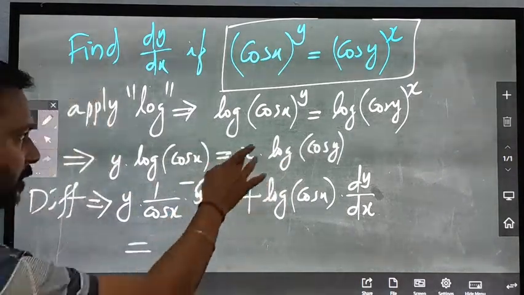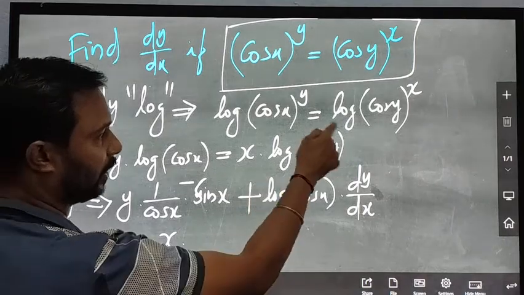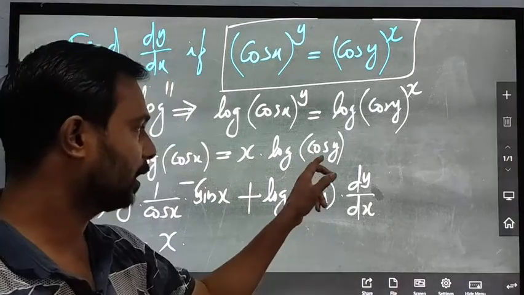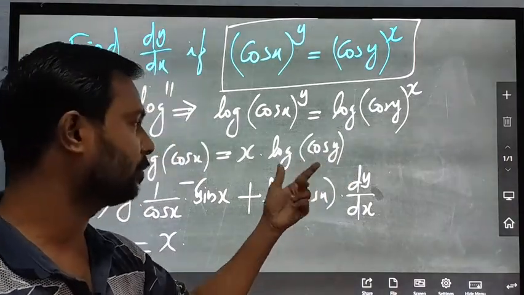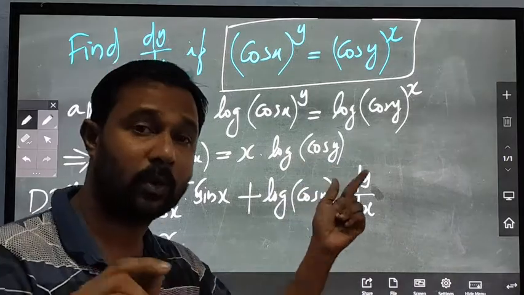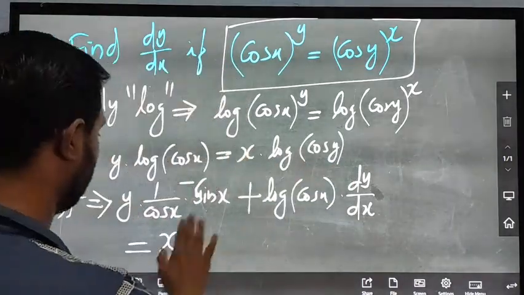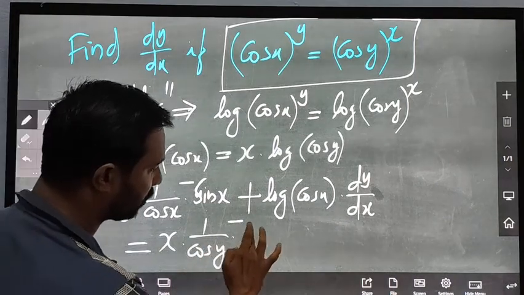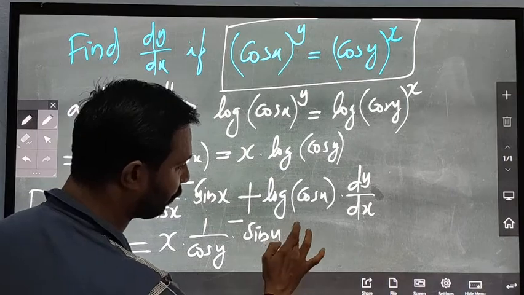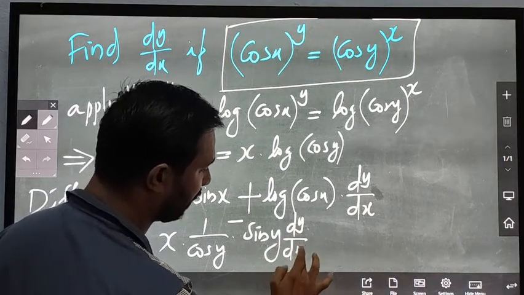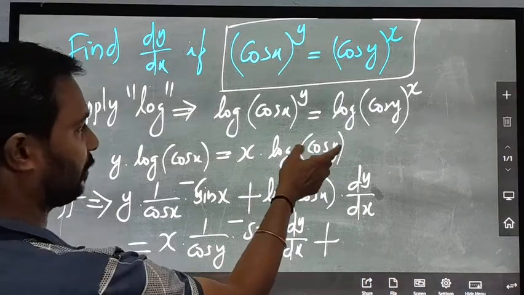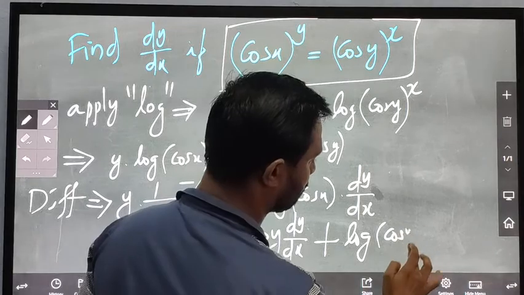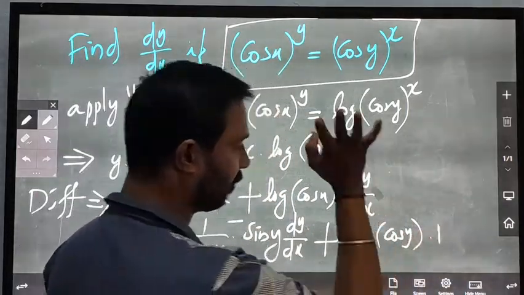Is equal to, in the same way, differentiate the right side: x into, so first into derivative of second. Here what you have to be more careful about is that the variable is y. So here chain rule along with implicit differentiation comes in. So here it is x into 1 by cos y, derivative of cos y, minus sin y. Because of y, you must write dy by dx, plus second into derivative of first. So it is log of cos y into x, derivative of x is 1.